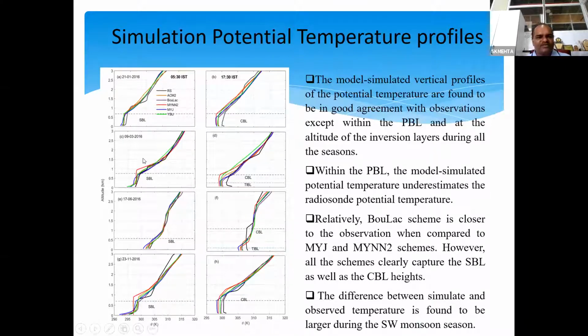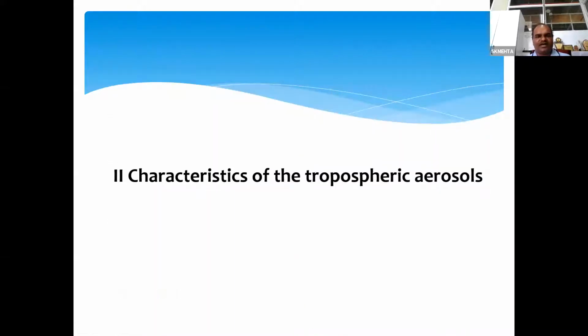Then also we have simulated the vertical profile of the potential temperature, and we see that the schemes that simulate it better are MYJ and MYNN2. So out of 5, these 2 schemes actually perform better in simulating the potential temperature. So like that we have used the boundary layer data to characterize the atmospheric boundary layer and also simulate that. More work has to be done using this data.